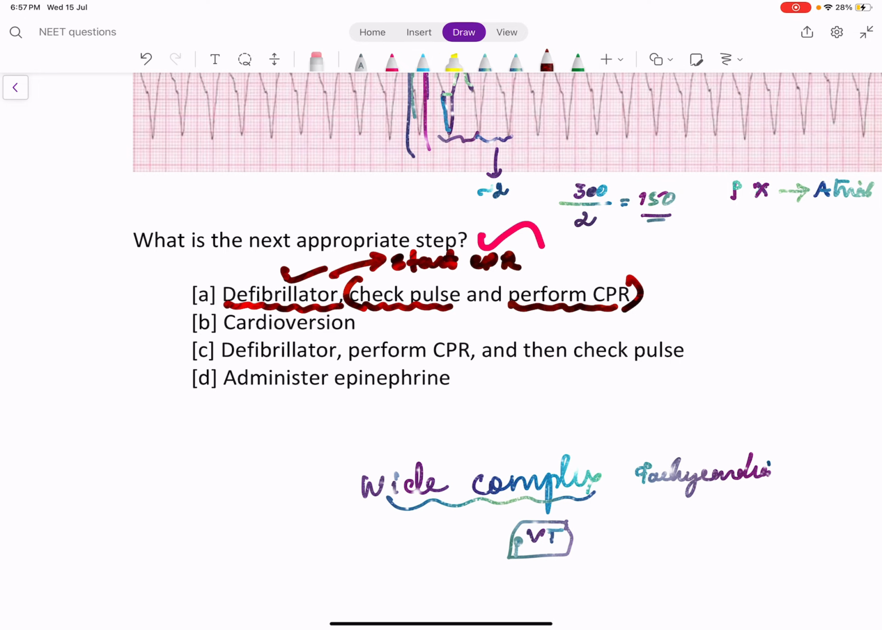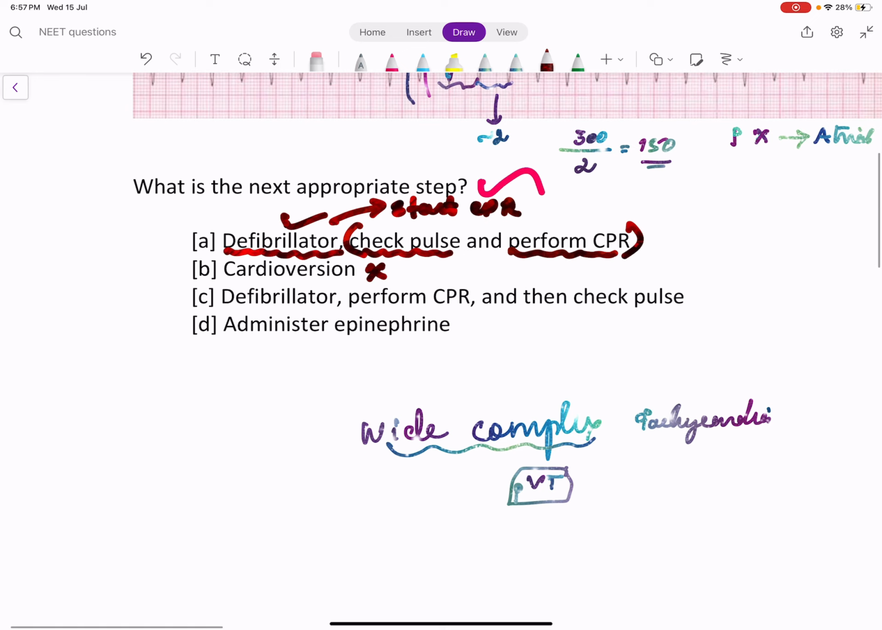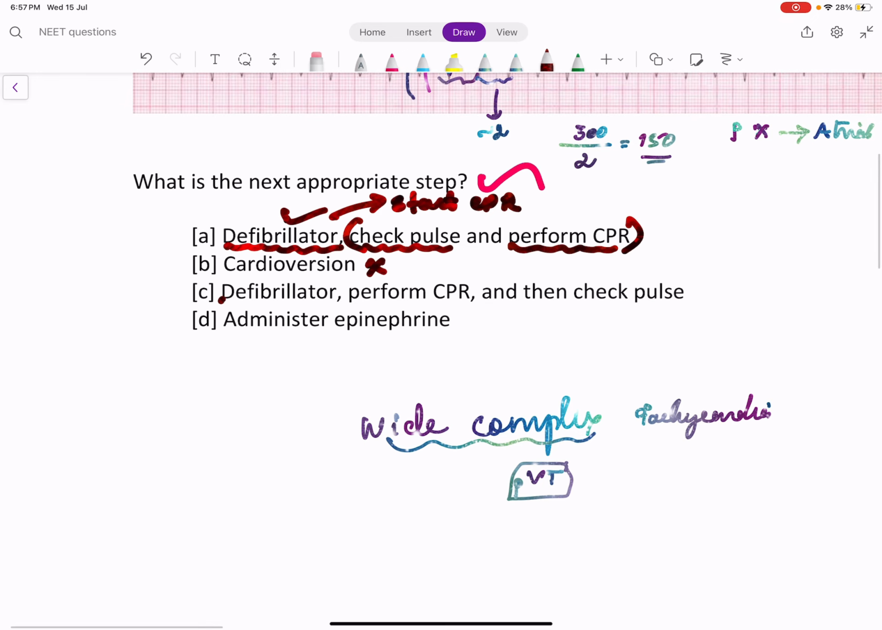So immediately after defibrillating, even though the rhythm comes, you must perform CPR immediately, and then only you should check for the pulse. Cardioversion may not be the answer. Just now we discussed, because cardioversion is a shock given in a stable patient, defibrillation is the shock given in an unstable patient. Option C, defibrillator. Yeah, definitely. Perform CPR.